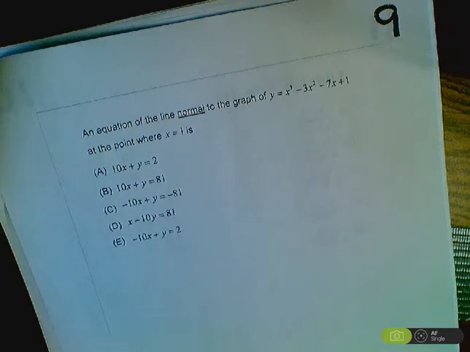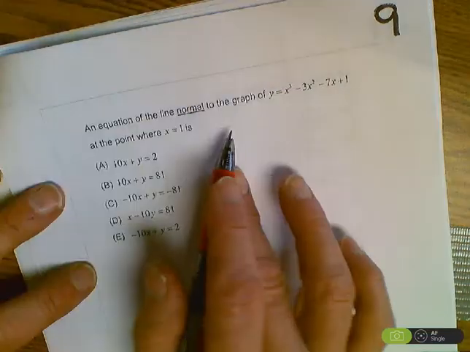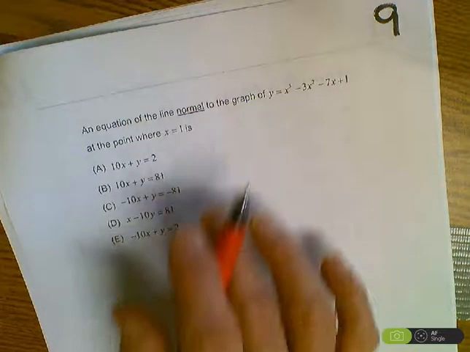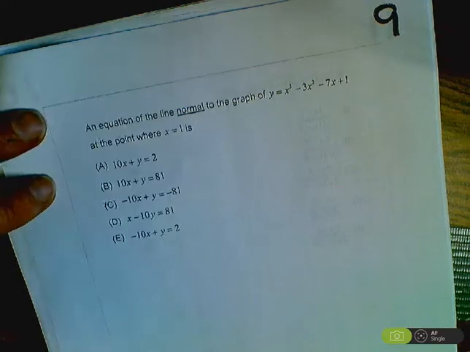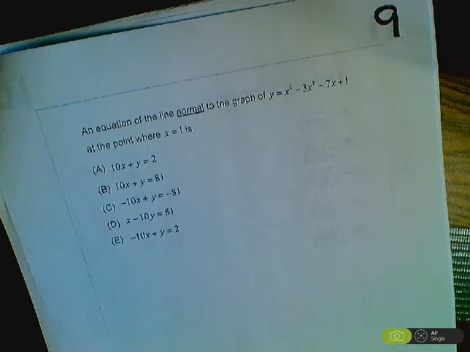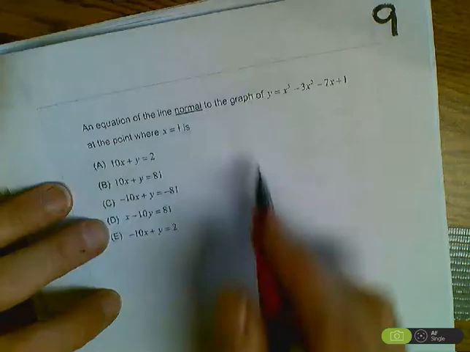Okay, normal line. The equation of a normal line. The equation of a line normal. Remember normal? What do we remember? Inverse perpendicular slope, right? So if you're given a slope of 3, the normal slope is negative 1/3. Okay, so let's do it.